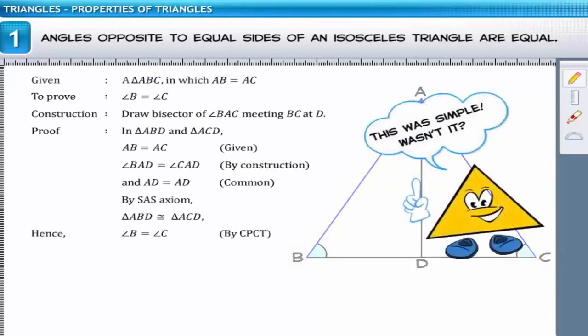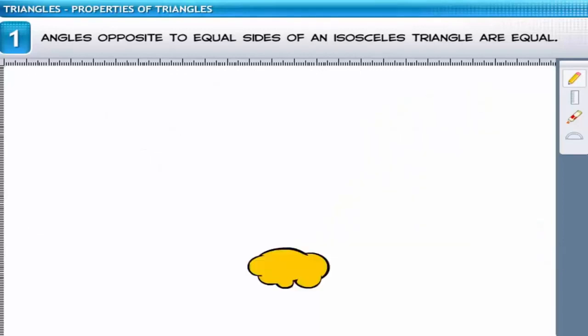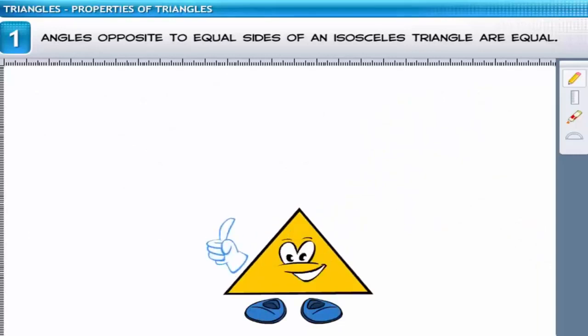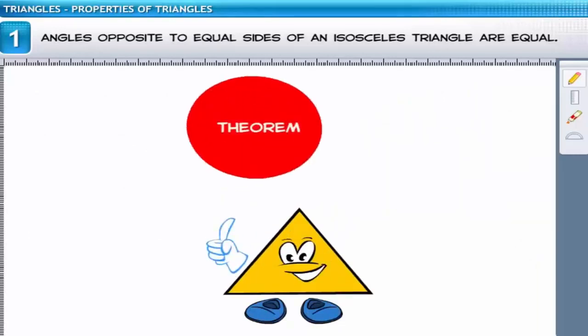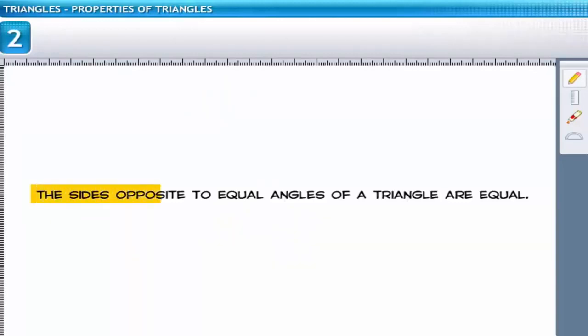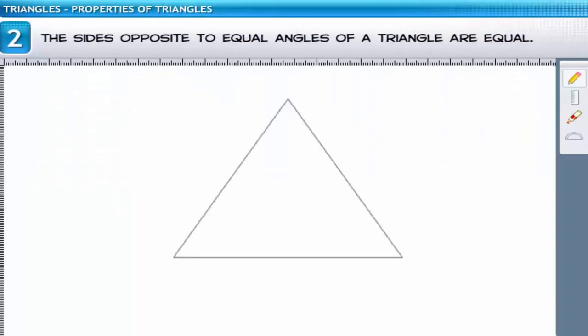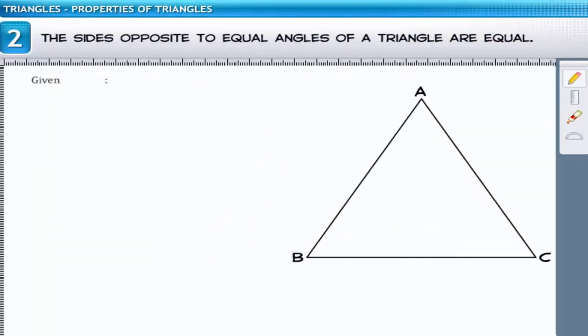This was simple, wasn't it? The converse of the above theorem is also true. Let's try proving it. The sides opposite to equal angles of a triangle are equal. Let ABC be the given triangle in which angle B is equal to angle C. Using this information, we'll prove that side AB is equal to side AC, which are the sides opposite to the equal angles.